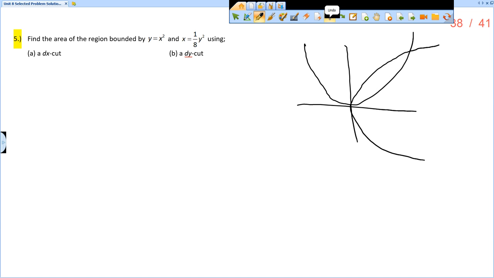Now, initially it says to use a dx cut. So that means, remember, dx cut means we need our equations in y equals form. So we have y equals x squared, and then we have y equals what? Well, we would multiply by 8 and then square root. So plus or minus the square root of 8x, right? So it's important to note that this sideways parabola, this is the positive square root of 8x, and then this is the negative square root of 8x, right? So I actually don't even care about the negative part. I only care about the positive part.